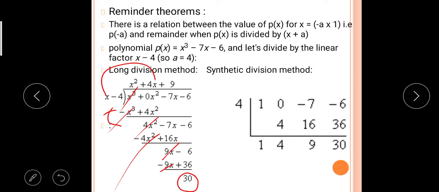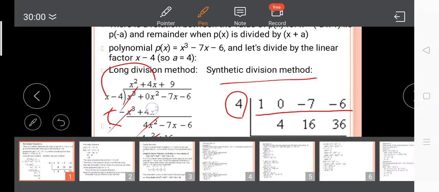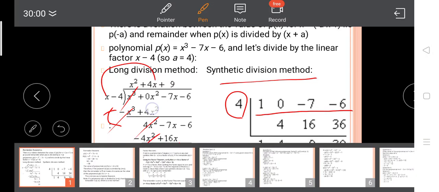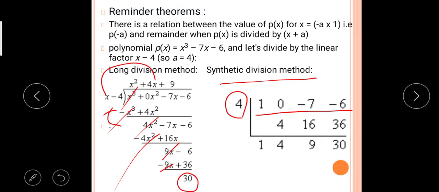So this is the long division method. What are we doing in the synthetic division method? In the synthetic division method, what is the factor? x minus 4. So what is a? a is 4. So our divisor here is 4. Write it on the left side of the first column. Now write the polynomial in standard form and write the coefficients of the polynomial in the first row. So it is 1, 0, minus 7 and minus 6.